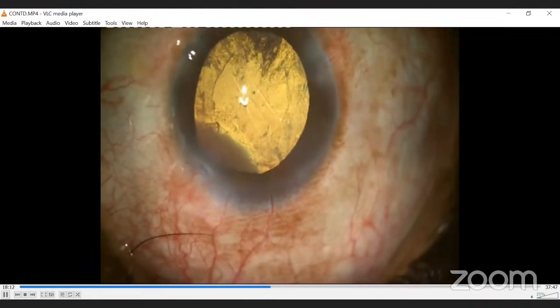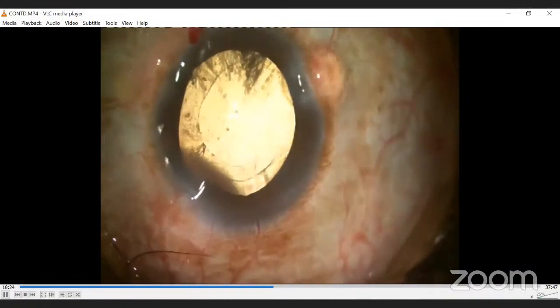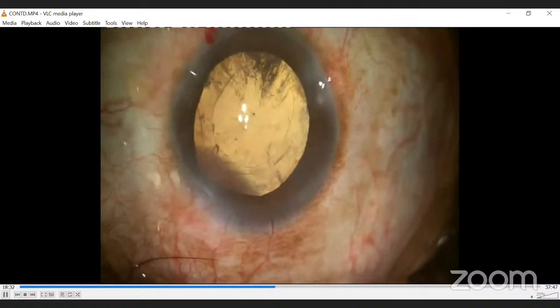Can you play it at a faster speed, Amrita? Yes, sir. If you can increase the speed to 2 times or 3 times, that will make it faster.